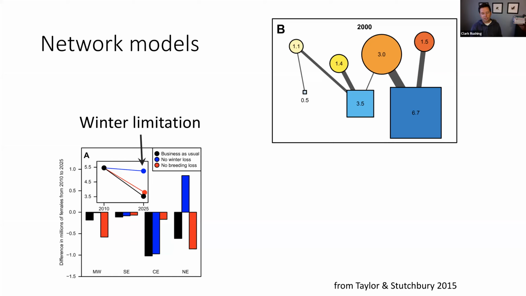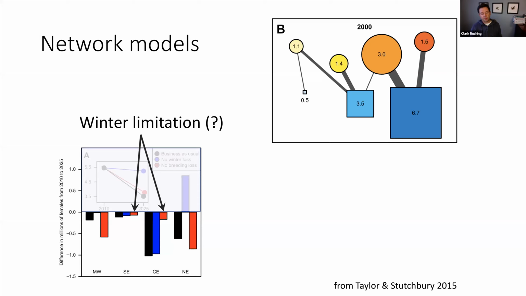Though I think the conclusions are a bit more subtle than that. You can see that this effect is mainly driven by this big increase in wood thrush abundance in the Northeast when we stop winter habitat loss. But in some of the other regions, we actually see a much bigger effect of stopping breeding habitat loss. So in the central and southeast regions, particularly in the central region, stopping breeding habitat loss had a much bigger effect on projected wood thrush trends.